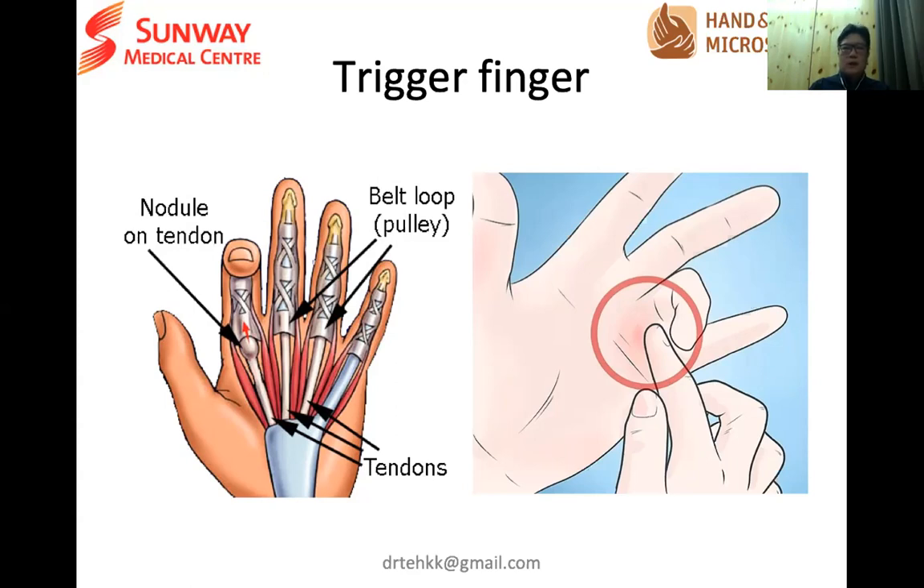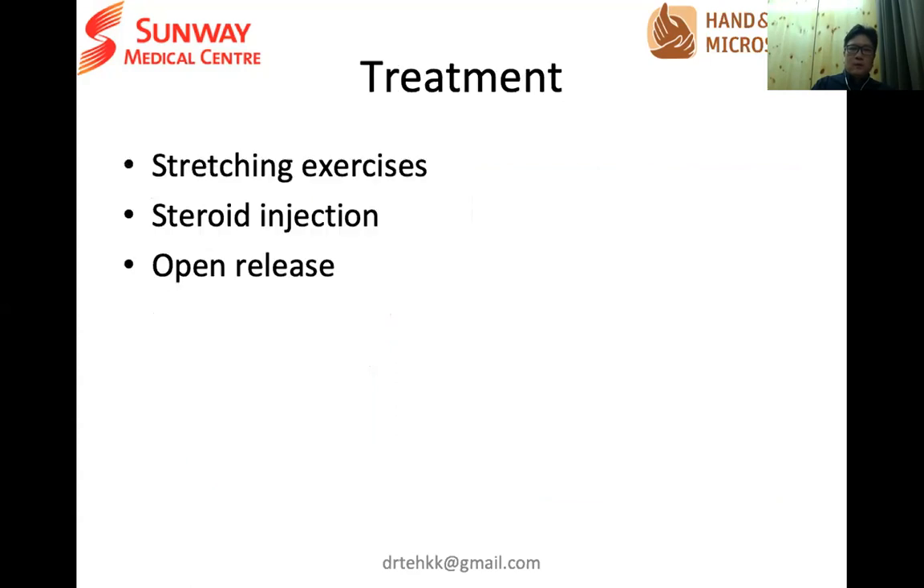And there is a PIPJ flexion contracture. That's grade four. You can get all this in the textbook, right? So I didn't put it up on the slide because it's not necessary. So how do you treat this? I start with stretching exercises, steroid injection, and then open release.